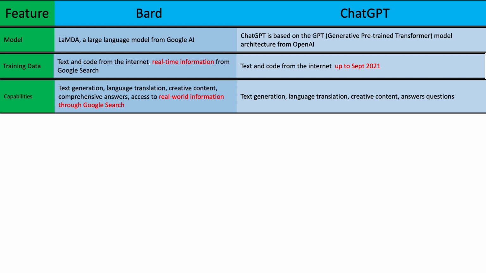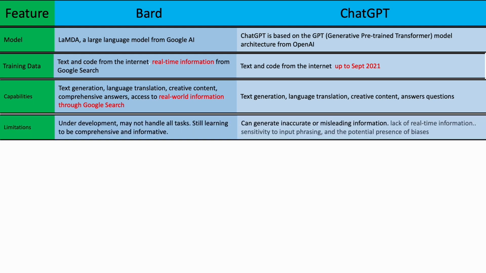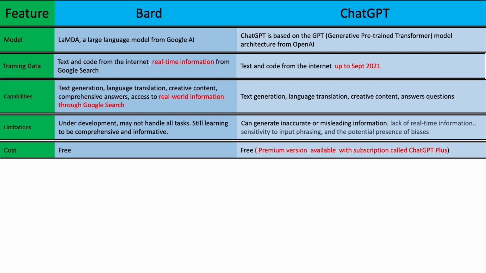Now if you look at the limitations, this is in their own words. Bard: under development, may not handle all tasks, still learning to be comprehensive and informative, can generate inaccurate or misleading information. ChatGPT: lack of real-time information, sensitive to input phrasing, and the potential presence of bias. So you see the difference in how they word the limitations, right? Okay, and the cost is free for both, but a premium version is available for ChatGPT, ChatGPT Plus, which has higher performance.